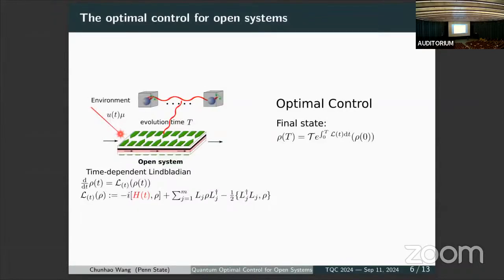Then the final state is slightly more complicated. So the final state is this. Again, we have the integral in the exponent, and we also have the time ordering operator. And then the objective for the optimal control problem is to determine the control variable so that this objective function is maximized. This trace is just the generalization of the expectation value in terms of mixed states. And we also have the regularization term to make sure the control function is not too large.